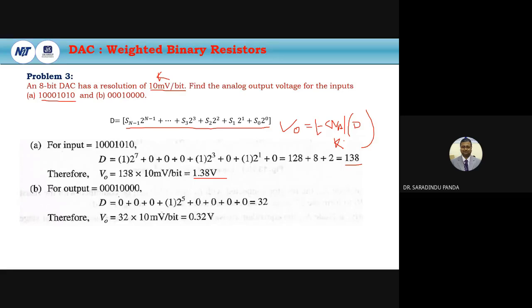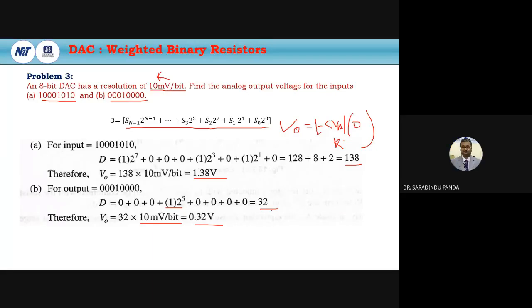So for the output of this, put the value like this. S0 is 0, S1 is 0, S2 is 0, S3 is 0, S4 is 0, and all others are 0. Sorry, 0, 1, 2, 3, 4, 5: only S5 into 2 to the power of 5. So this is 32. So now V0 is equal to 32 into K. Then we will get this. Got my point?